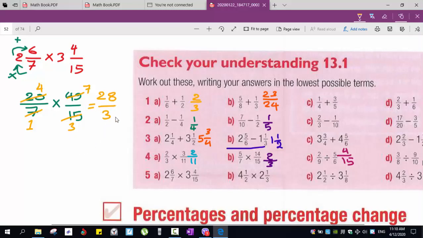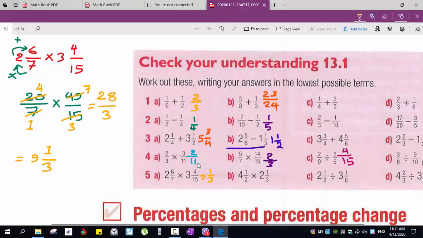So let's just write this improper fraction as a mixed number. 28 divided by 3 is equal to 9, because 9 times 3 is 27. What's remaining is 1, and the 3 never changes. This is the final answer. To check this, will we get the 28 back? 3 times 9 is 27, plus 1 is 28 over 3. Yes. 9, 1 over 3 is the answer of question 5a.